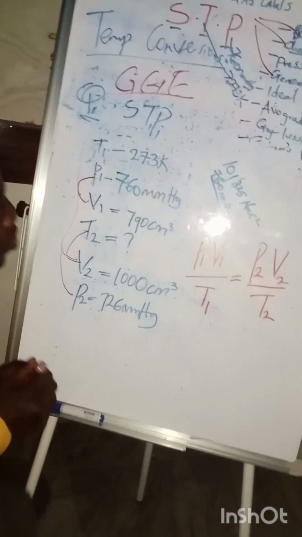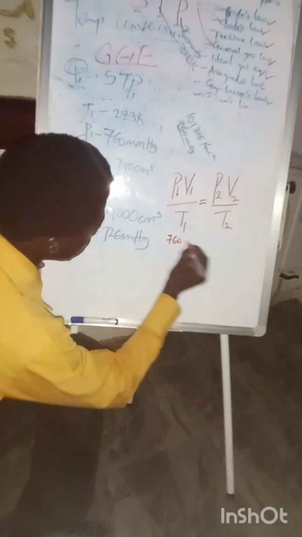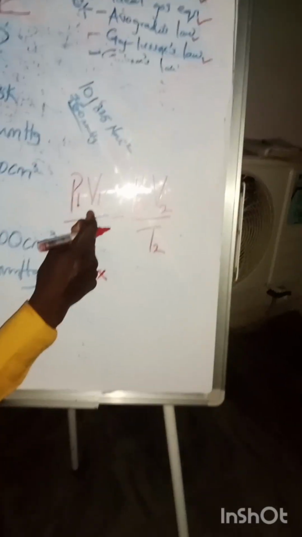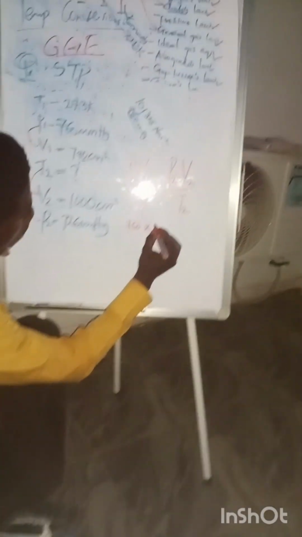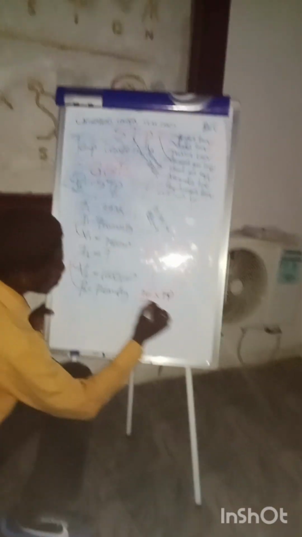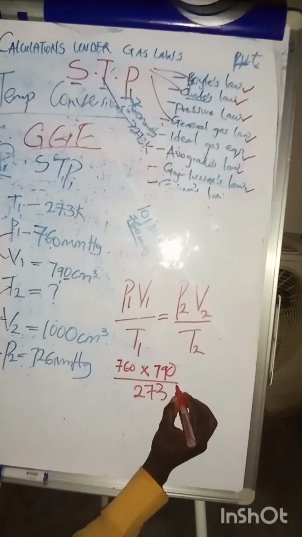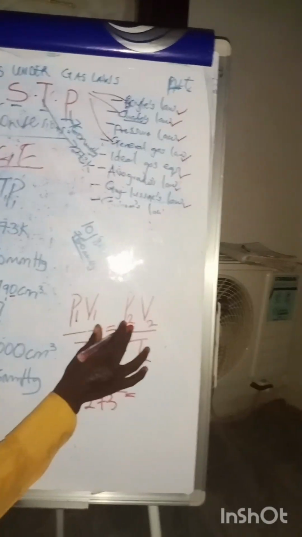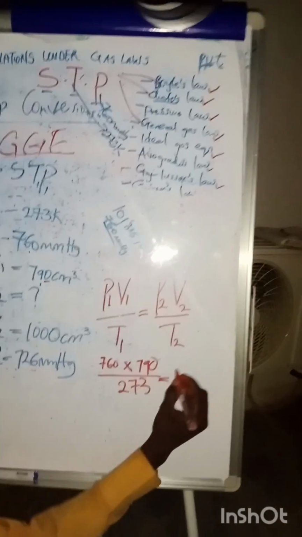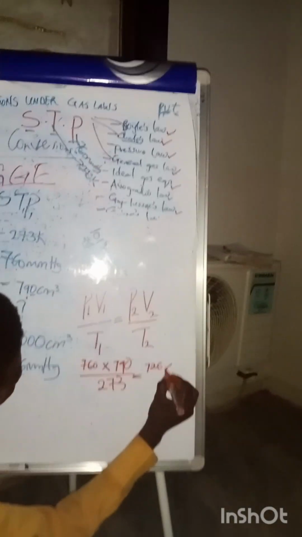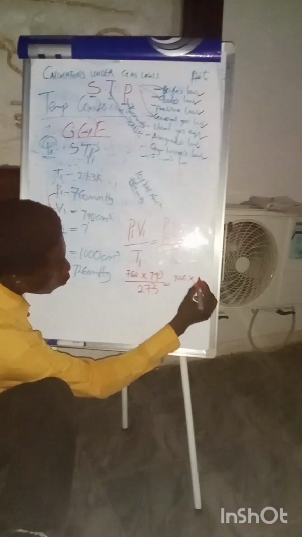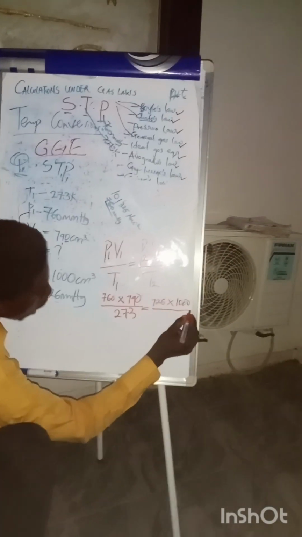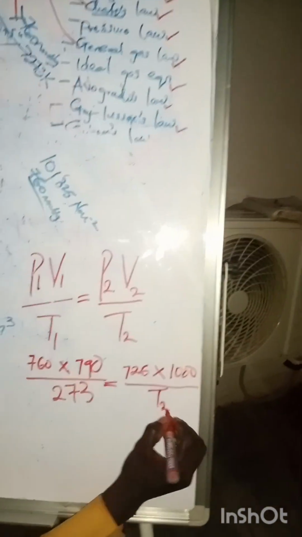So now your P1 is what? 760. You put it there. 760 multiplied by your V1, which is 790, then divided by your T1. Your T1 is 273, equals your P2, which is 726 millimeter mercury. What's my V2? 1000. T2 is what we are looking for.